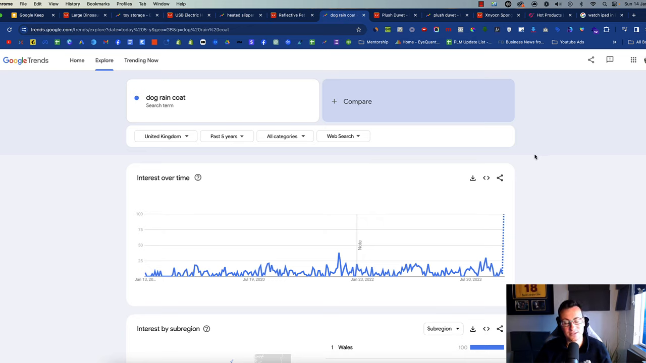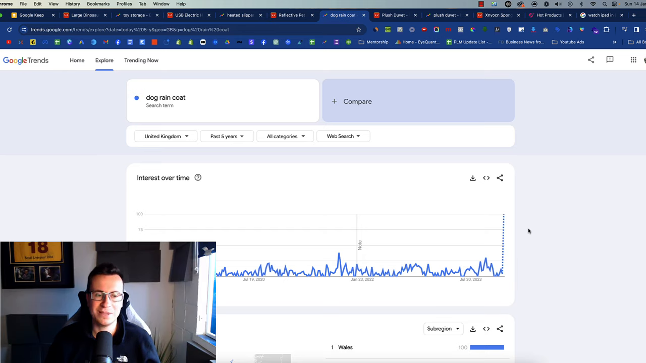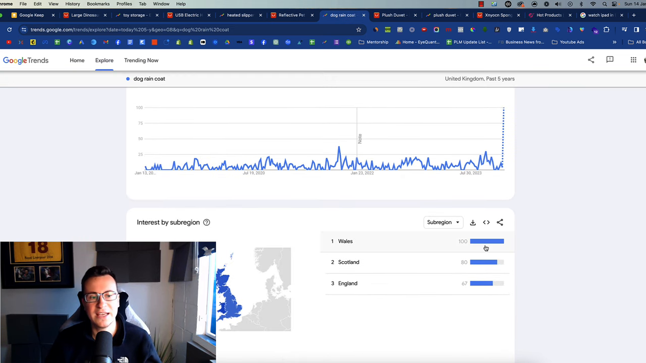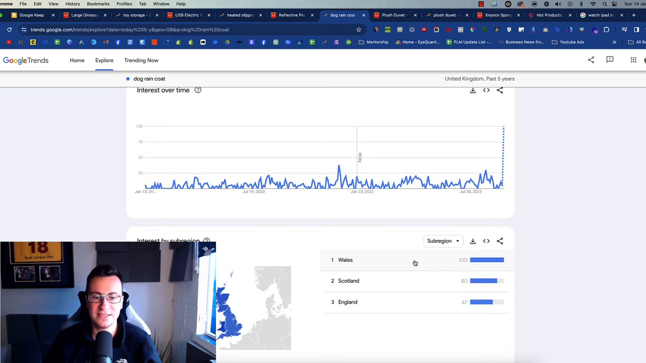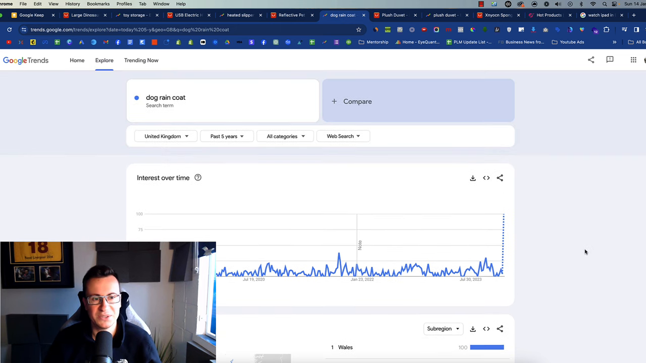Data can't be argued with, it's very black and white. What you can see here, dog raincoat in the United Kingdom for the past 5 years, it is currently on a breakout spike in demand, most likely down to what the weather has been like recently. If you want to hone in on where the most demand is for this product, at least in the United Kingdom, we can see that Wales is where most of the search volume is coming from.